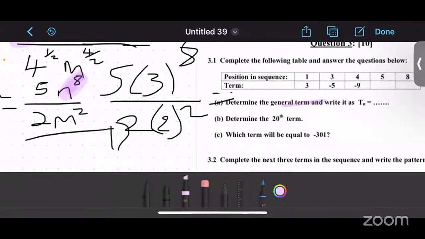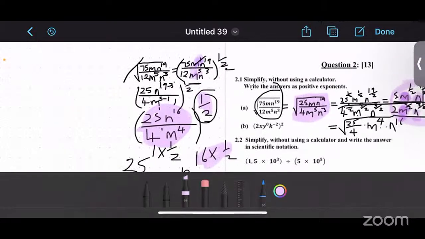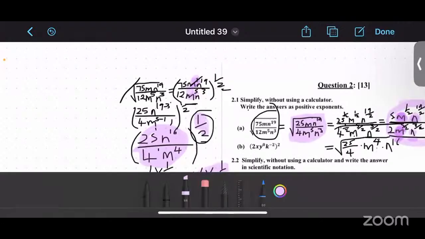Did you guys check if this is the same as the main one, the one where we substituted? This one. Were you guys able to check?